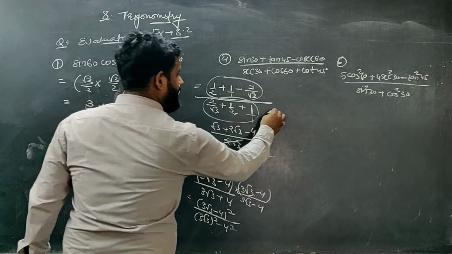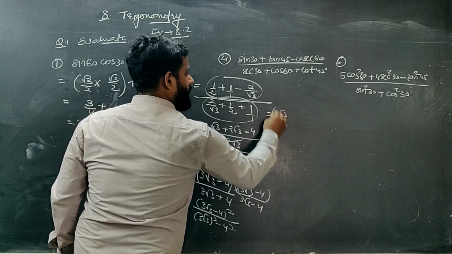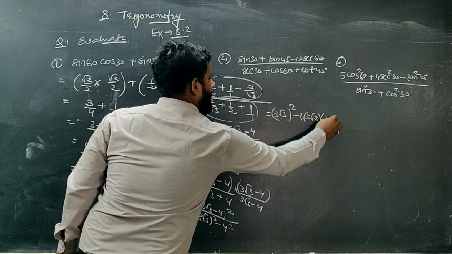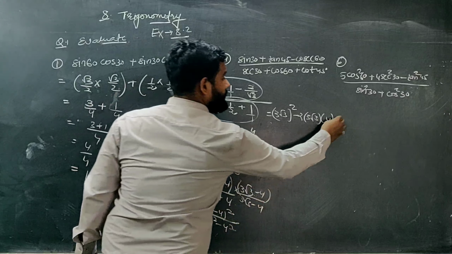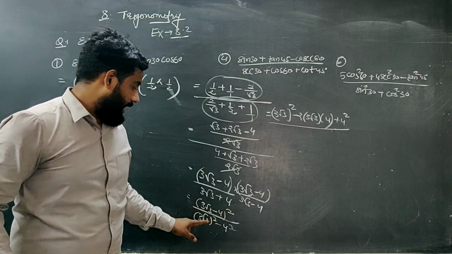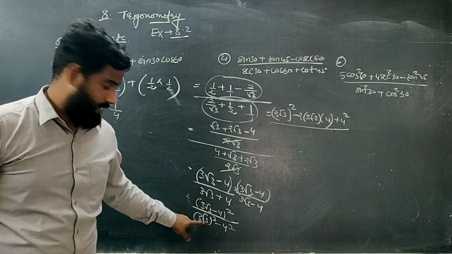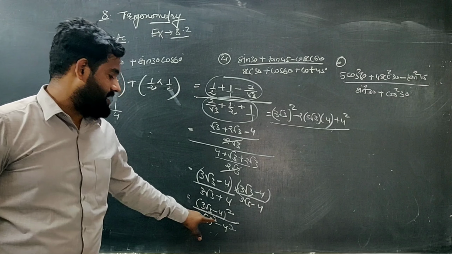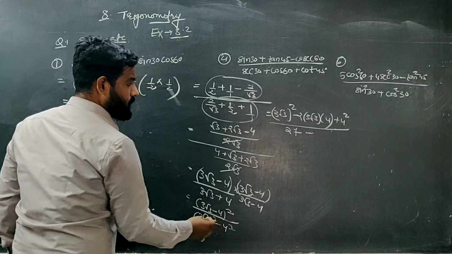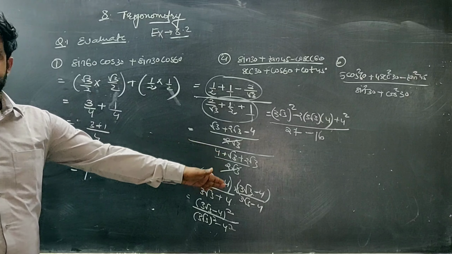If I further solve it, the (a plus b) whole square is a square plus 2ab plus b square, and in the denominator a square minus b square. So 3 square is 9, root 3 square is 3, 9 3s are 27. 27 minus 4 square, which is 16. See, the root is gone from the denominator, and that is the task.